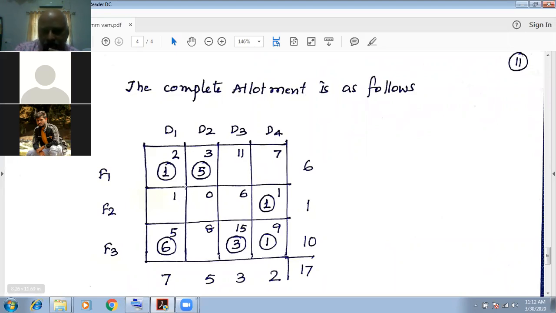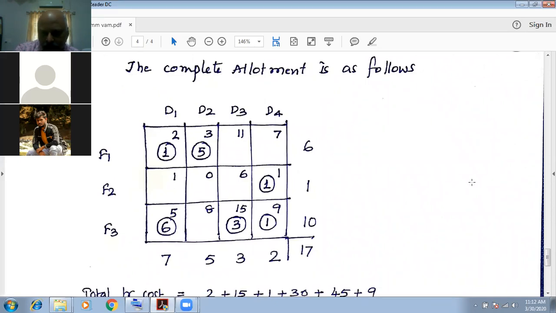And all the conditions are met, you see here. 1 plus 6 is 7, 5 units, this is 3 units, 1 plus 1 is 2 units. And we now have to determine the total transportation cost. Entire demand and supply are met: 17 units are manufactured and 17 units are supplied as per the requirement of the showrooms.